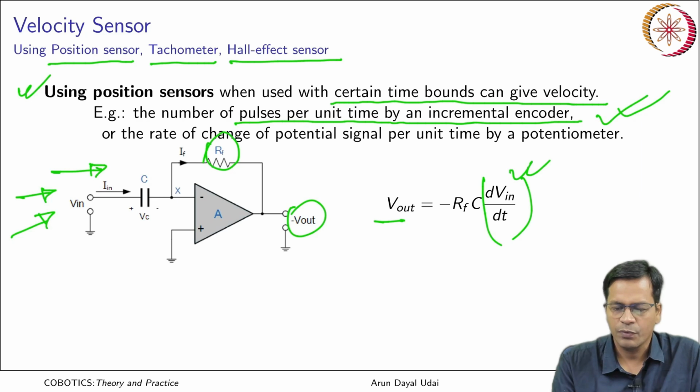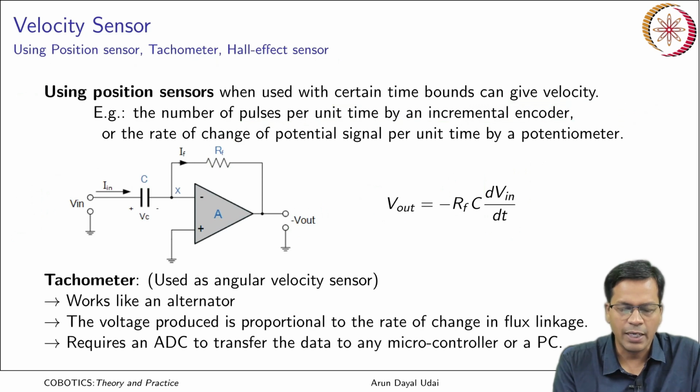RF is the feedback resistance, and there is a capacitor which goes here. Okay. So that comes here and it is negative. So whatever is the velocity, negative of that is reflected here as voltage output. Okay. So now using a tachometer, it is used as an angular velocity sensor.